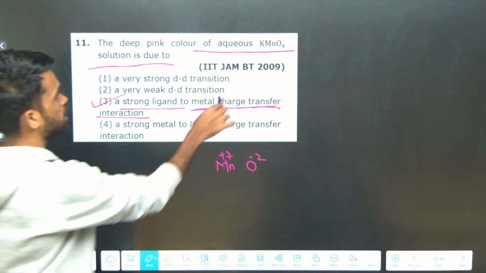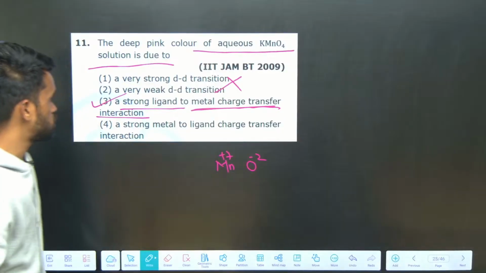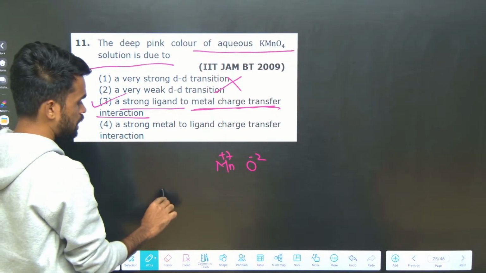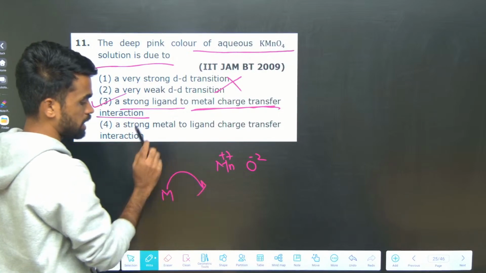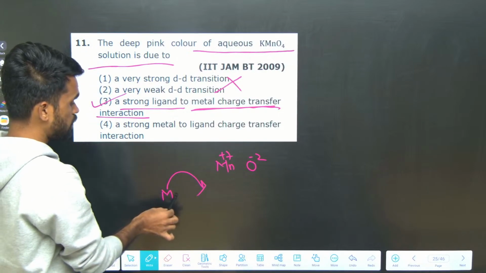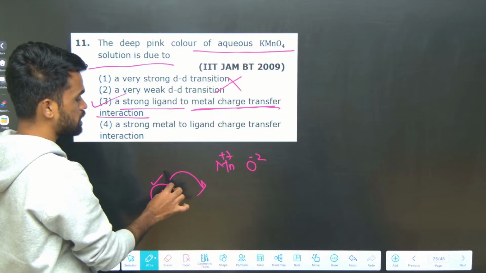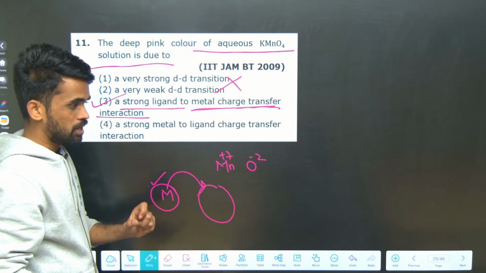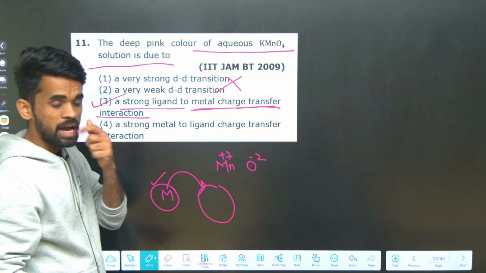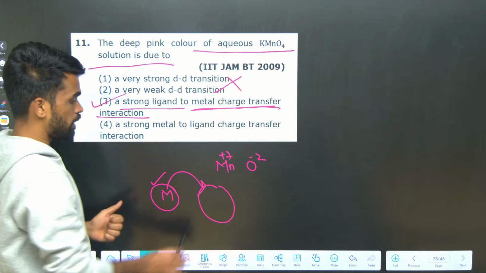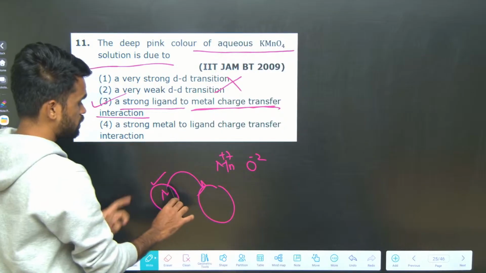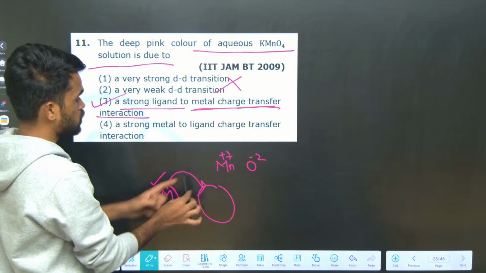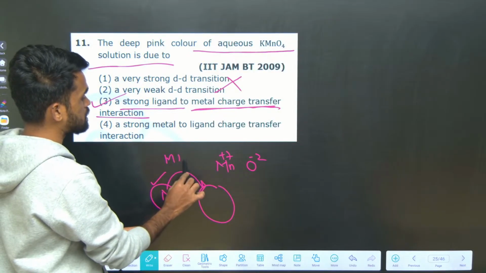Remaining, there is no d-d transition here, that is not responsible. See, in some cases charge transfer from metal to ligand also takes place. In which cases? If the metal has more electron density and the ligand has some vacancy either in its orbitals or in its pi star antibonding orbitals at least. So with pi acidic ligands, there is a chance of transferring electron from metal to ligand. So in that case we can have MLCT also.